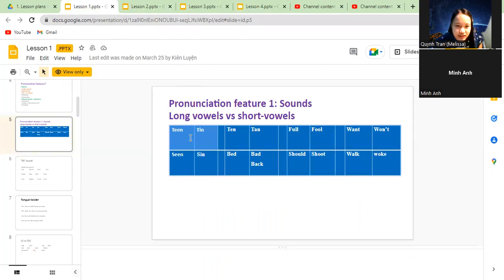Okay, so I just check it. Please read two words for me. Tin. Again, please. Tin and tin. And how about this? Sin. Seen and seen. Okay, so can you tell me the difference between the long vowel sound and short vowel sound?